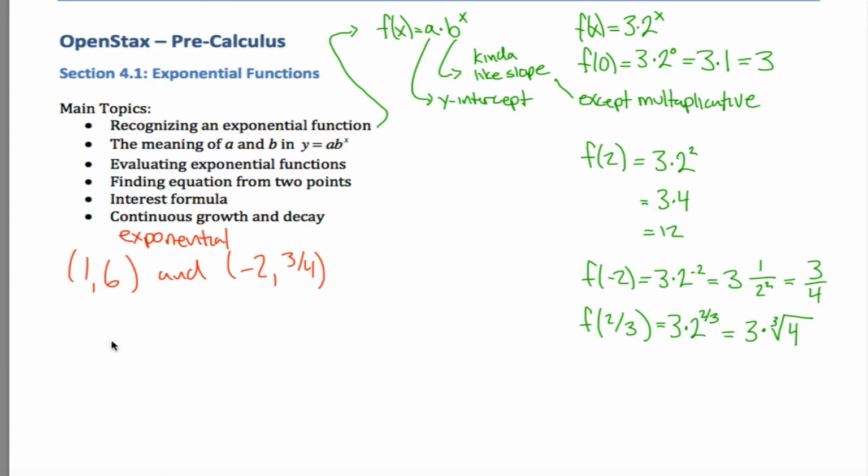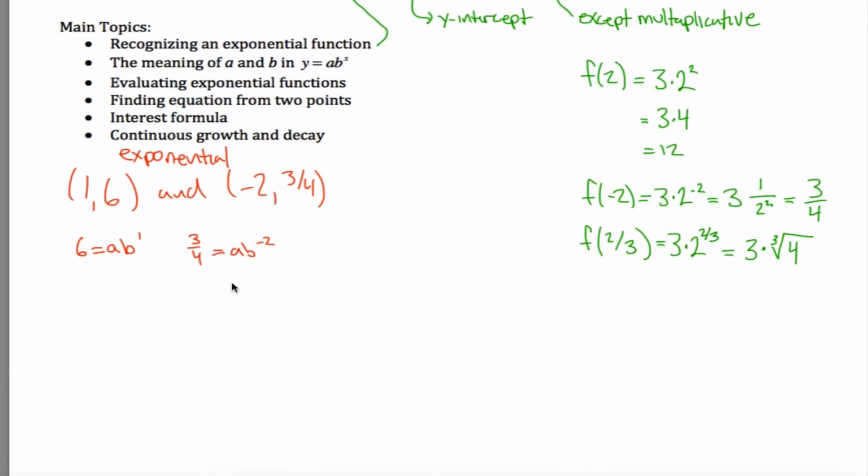So you take these points and you plug them into an arbitrary exponential function. All I mean by that is change the x and the y into 1 and 6 and leave the a and the b alone. Do the same thing here. You get 3/4 is equal to ab to the negative 2 power. And now you have these two equations right here. But you have two unknowns, which is kind of hard.